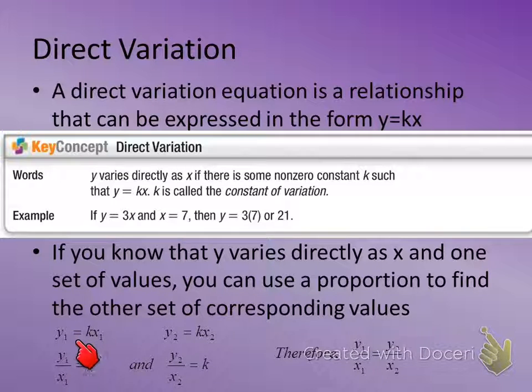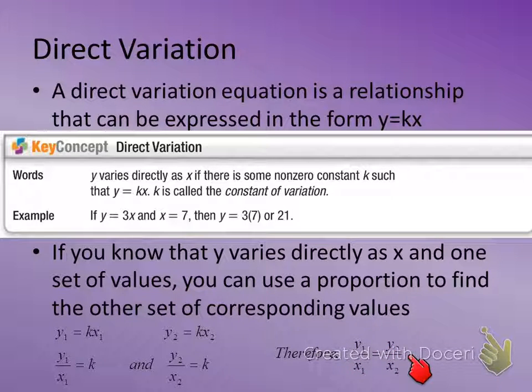You take your first set and you solve it for k. You take your second set, solve it for k. And then since these k's have to be the same, since they vary directly, that lets you set these equations equal to one another.